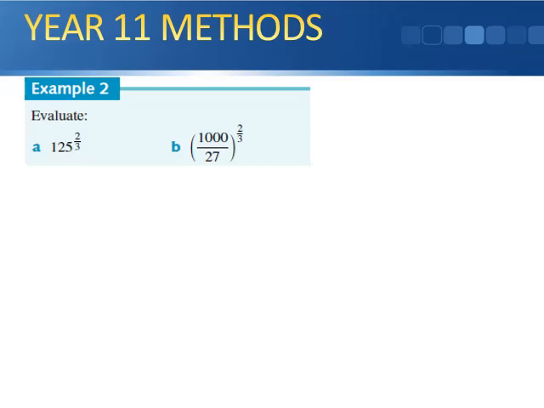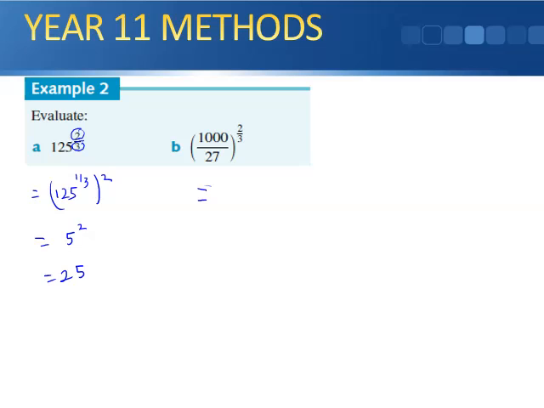Example 2, evaluate the square root of 125 to the 2/3. So the 2 is squared, and the 1 divided by 3 is cube root of that. So you've got to work out which way is going to be easier for you. Now, we can cube root 125 quite easy. So if we do this, and then we will square it. Cube root of 125 is 5. So then we've got 5 squared, and 5 squared is 25.